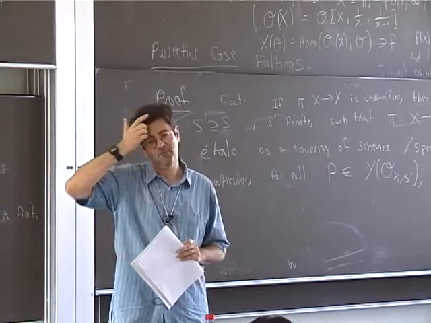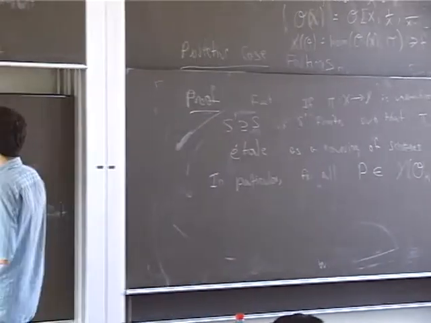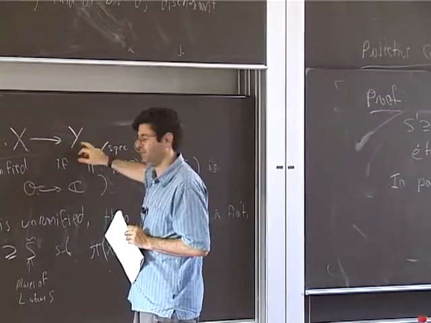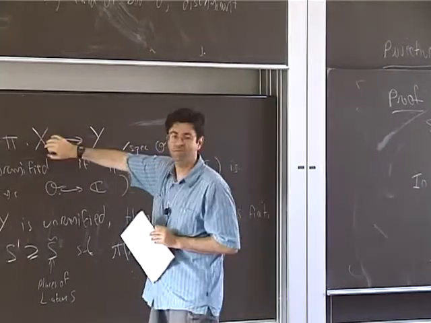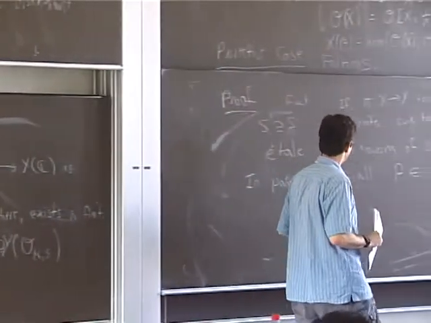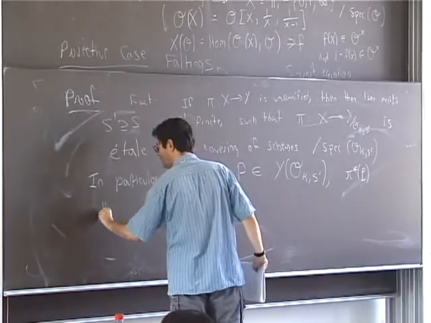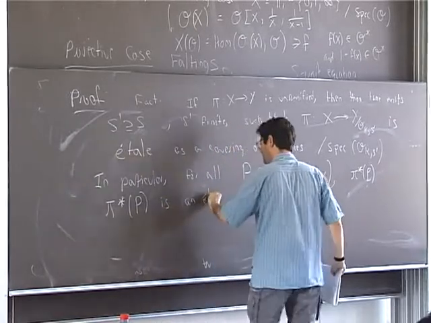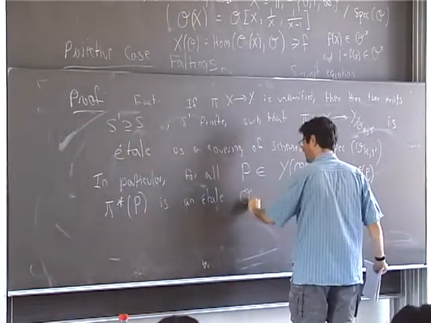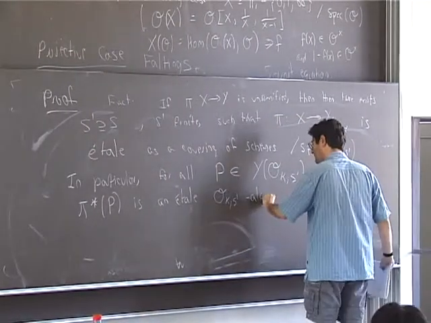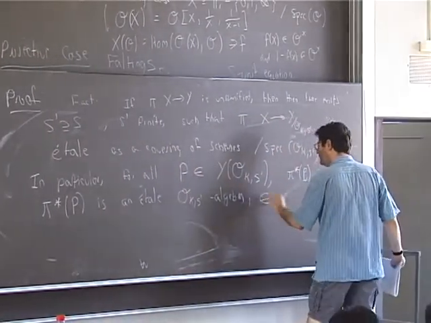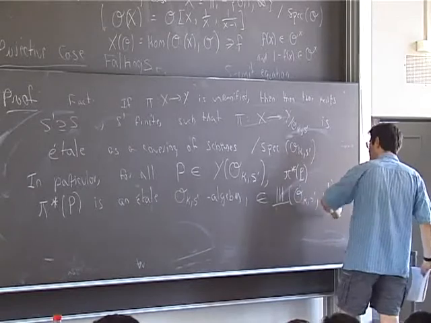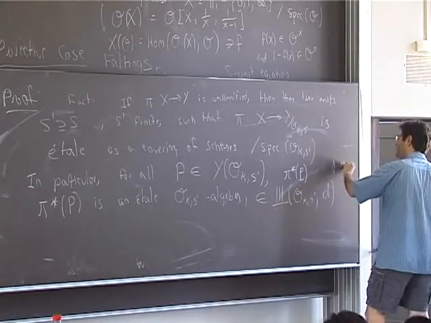So it's a finite flat algebra over Spec O, but the fact that this covering is a tau over Spec O_{K,S'} ensures that this fiber is also a tau. So in particular, for all P, the fiber pi star of P is an a tau O_{K,S'} algebra. Hence, it belongs to Sha of O_{K,S'}, D, where D is the degree of pi.